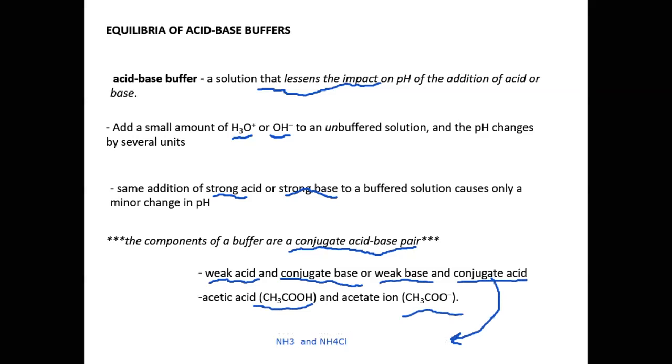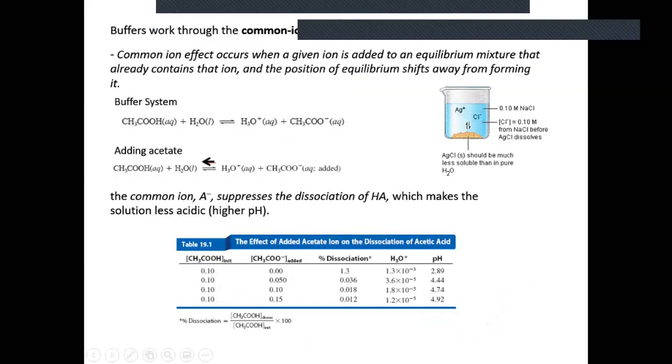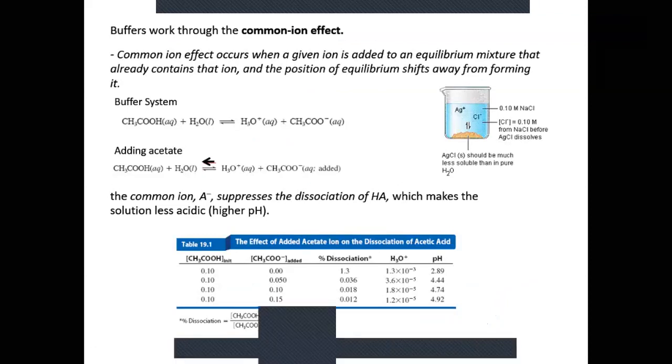But regardless, it's dealing with weak acids and weak bases. So if you just have a strong acid and a strong base, it's not going to be a buffer. Or if you have a neutral salt, it will not be a buffer. And so buffers work through what's called the common ion effect. And this will be the main theme for chapter 19, especially when we get into Ksp.